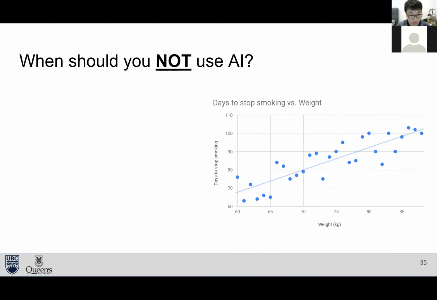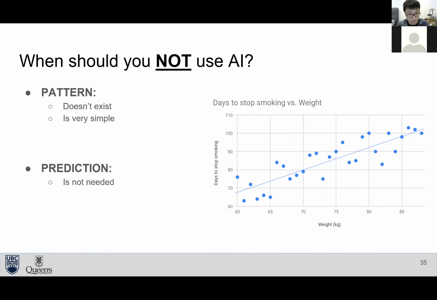So you should not use AI when, for instance, a pattern does not exist, or a pattern is very simple. If it's a very, very simple problem, you want your solution to be interpretable. In mathematics, the most beautiful formulas are when a very complex problem is condensed into one line. You should also not use AI when prediction is not necessary.